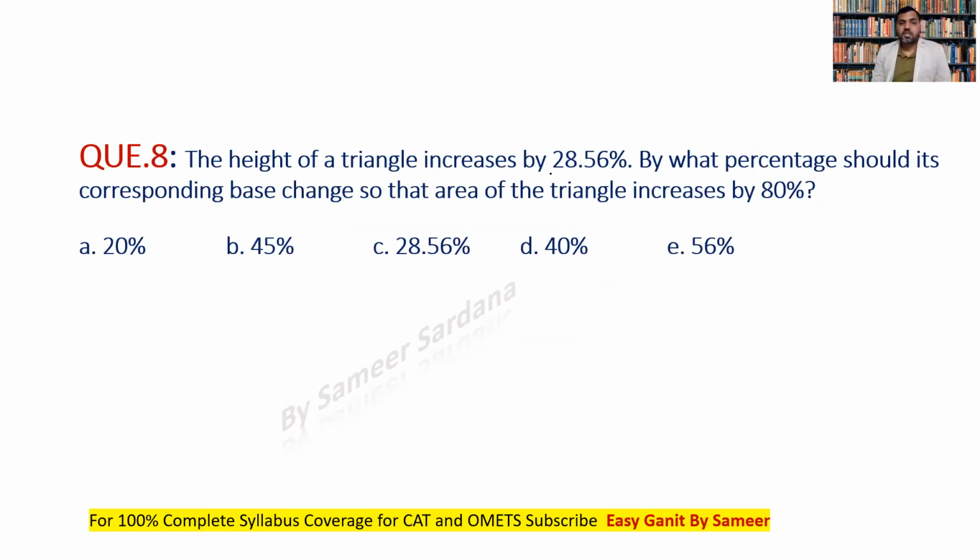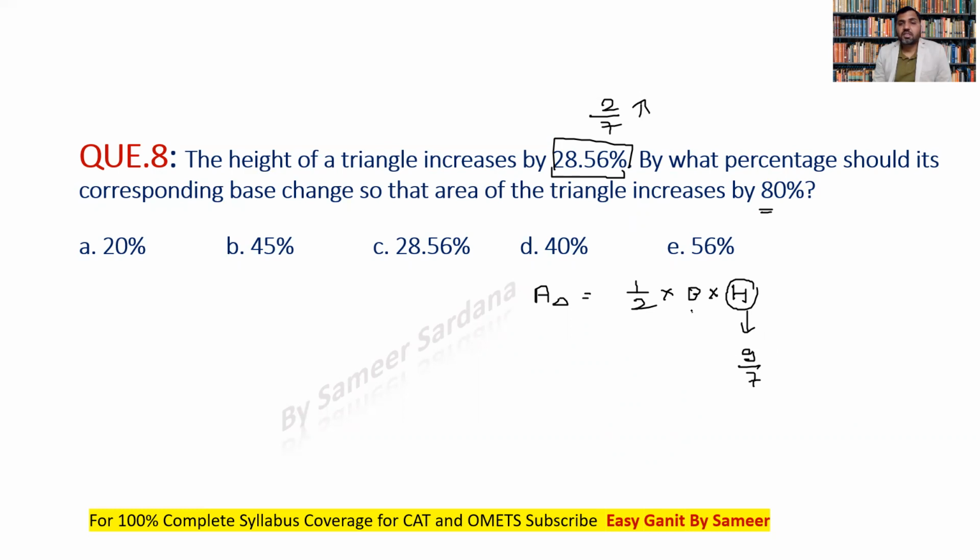Now let's look at this question. The height of a triangle increases by 28.56%. By what percentage should the corresponding base change so that the area of the triangle increases by 80%? A similar question that we have just done. The area of a triangle we know is half into base into height. Let's straight away use the multiplying factor. Height is increased by 28.56%, which means 2 by 7. If I'm increasing the height by 2 by 7, it will become 9 by 7 of the old height, right?